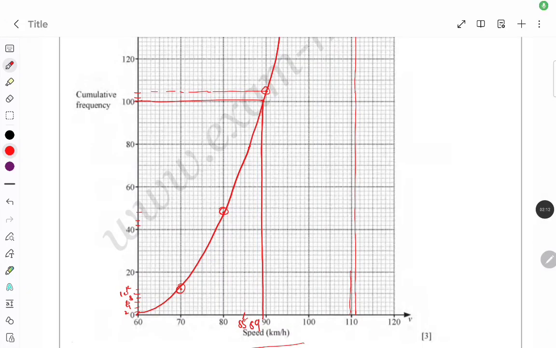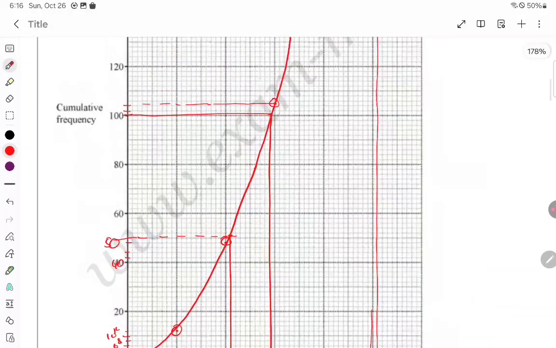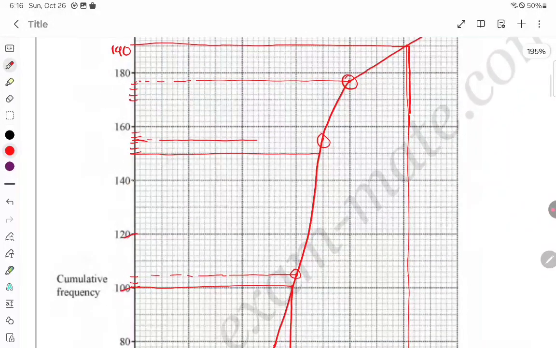Now again, if this is 40 cumulative frequency, this is our 50. Consider moving straight. Here it cuts the graph. Moving downwards, we get the value of 81 for the lower. The upper is 150. This is 100. 120, 140, 150 right here.